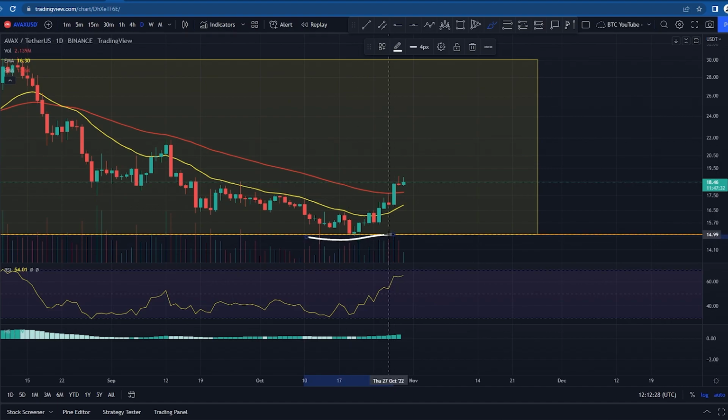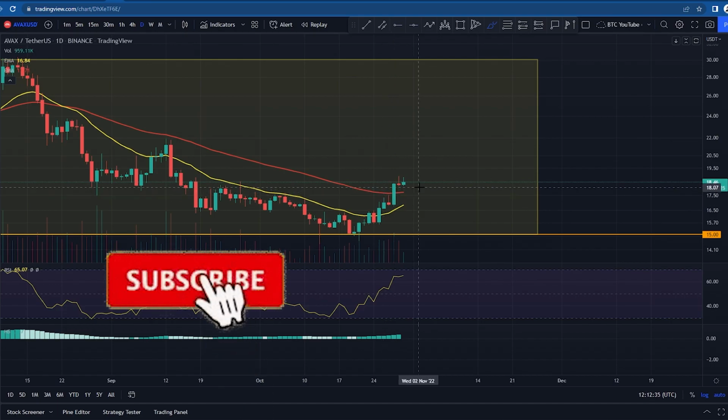We've tested the low again, haven't we? And then we've come up, we broke our 20, and we broke our 55 here, currently consolidating over the past few days for Avalanche, which is very interesting to see.